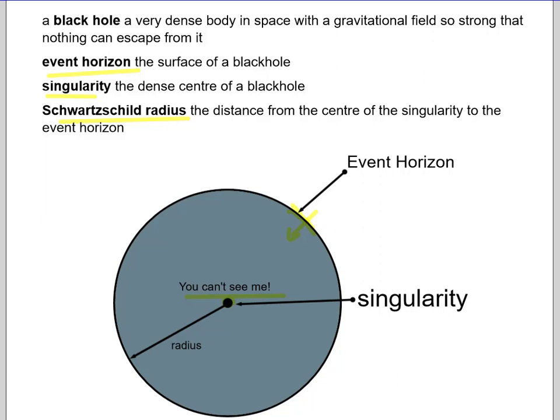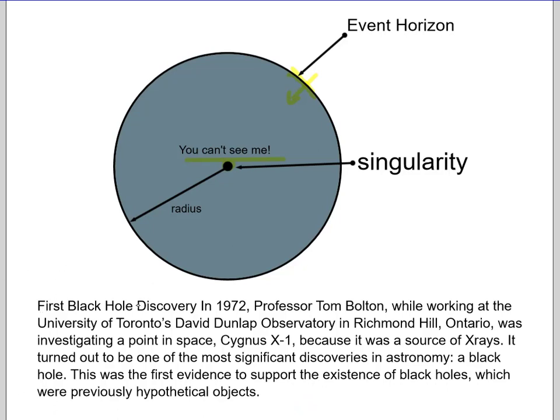Interestingly, though, and this is kind of a patriotic moment, the first black hole discovery was in 1972 from Professor Tom Bolton while working at the University of Toronto. So kind of a neat thing. He was looking into some other stuff with sources of X-rays, and it turned out to be one of those huge discoveries. And it started a whole interesting section of astrophysics devoted to what happens at black holes, where do they go. It's a very large topic, super interesting too, but not totally within our course spectrum at this point in time.